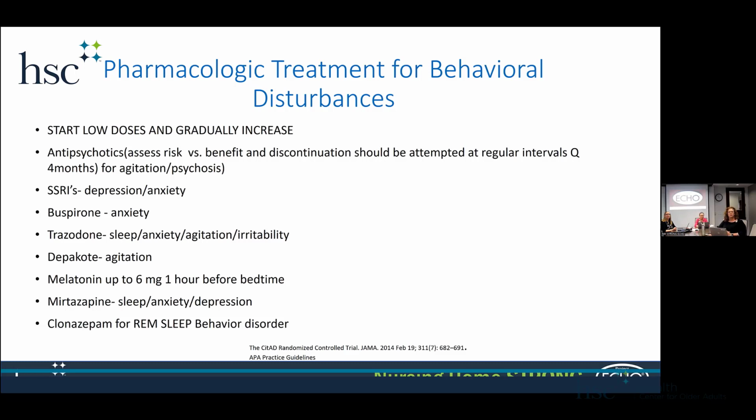Are they going to be able to interact with the family members? So those are the main concerns that the families have. And we address those the best that we can.